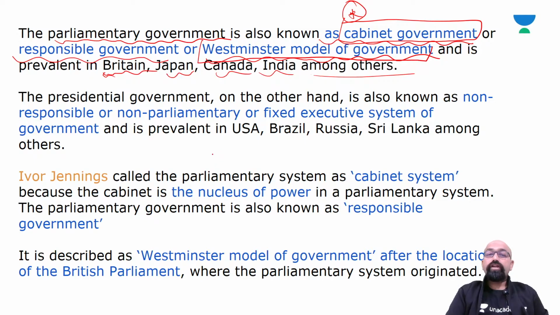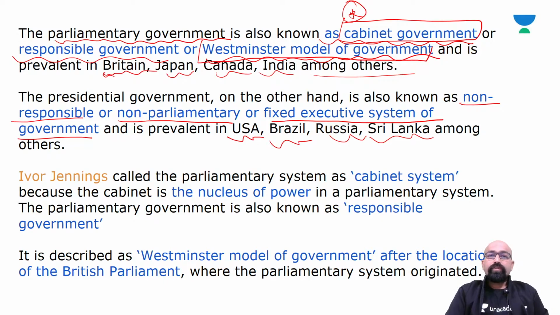Now, if we are talking about the presidential government system, it is also known as the non-responsible, non-parliamentary or fixed executive system of government. It is prevalent in the United States of America, Brazil, Russia, Sri Lanka and a few other states. So, along with examples, that is all about the parliamentary government and presidential government.